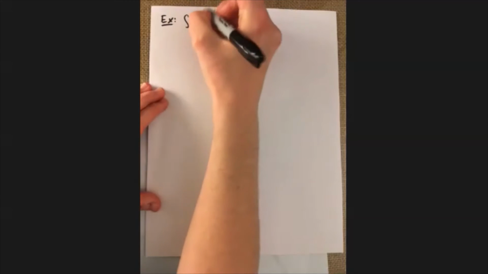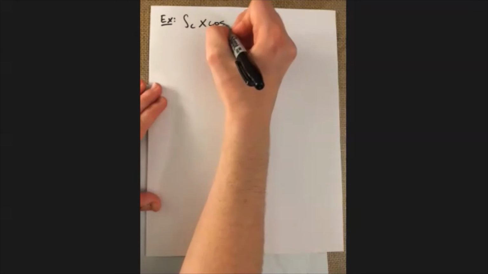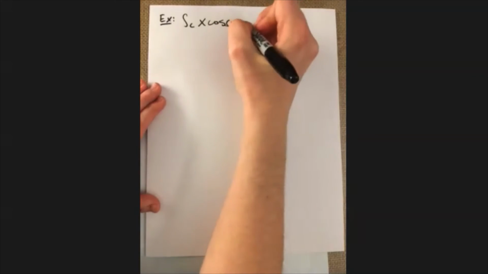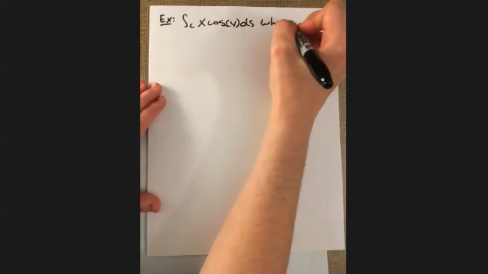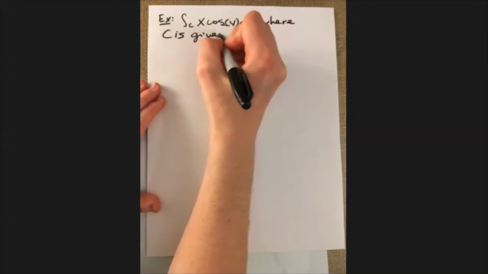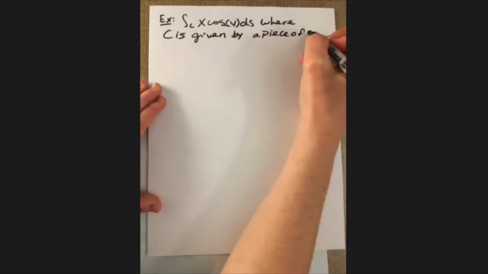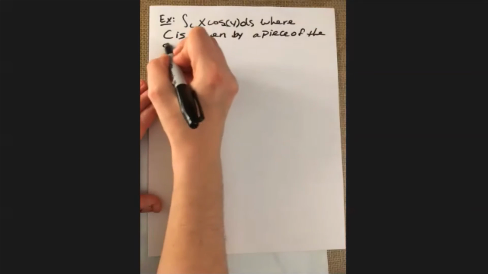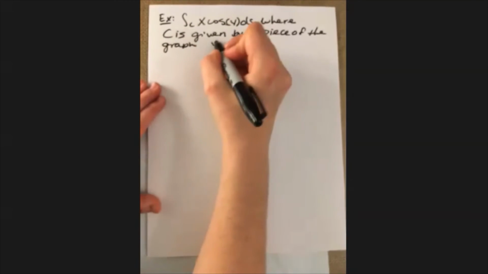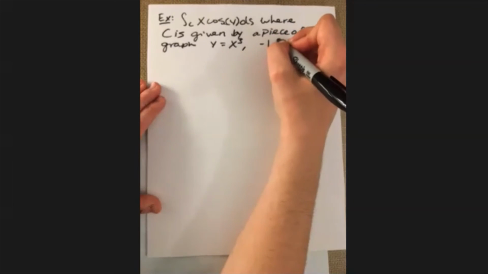Let's do one that takes a little bit of a different parameterization on it. In this one, we're going to do a curve. We're integrating the function x times cosine of y ds, where our curve is part of a function. It's going to be given by a piece of the graph y equal x cubed for x being between -1 and 4.